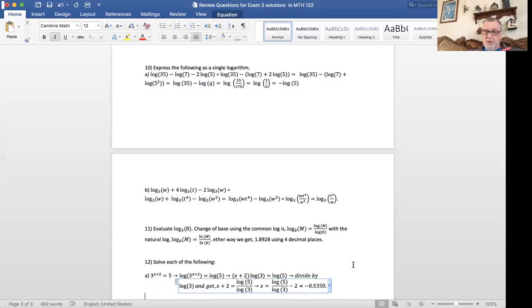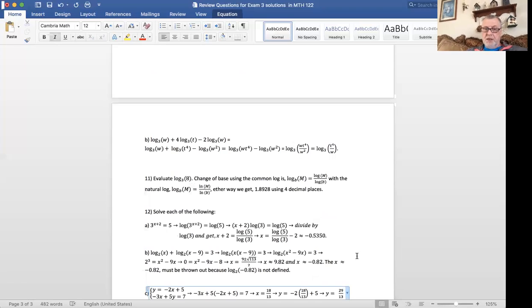The change of base formula, again, is pretty self-explanatory. You should know how to use that. Either form gets you the same answer. The log base b of m is always the common log of m over the common log of the old base. If we use natural log, we have the natural log of m over the natural log of the previous base. Either way, when we plug log base 3 of 8 in and take log of 8 over log of 3, or the natural log of 8 over the natural log of 3, we get 1.8928 using 4 decimal places.